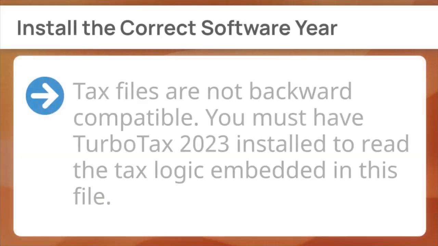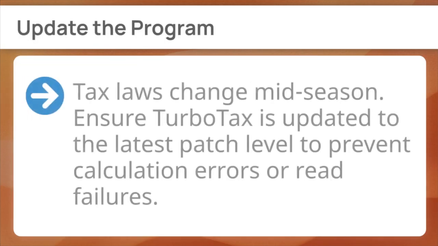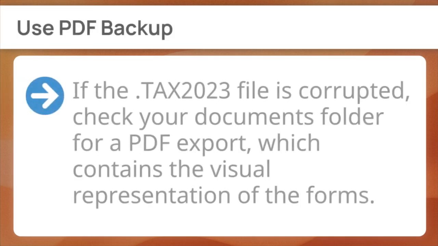First, install the correct software year. Tax files are not backward compatible. You must have TurboTax 2023 installed to read the tax logic embedded in this file. Next, update the program. Tax laws change mid-season. Ensure TurboTax is updated to the latest patch level to prevent calculation errors or red failures. Finally, use PDF backup. If the Tax 2023 file is corrupted, check your Documents folder for a PDF export, which contains the visual representation of the forms.